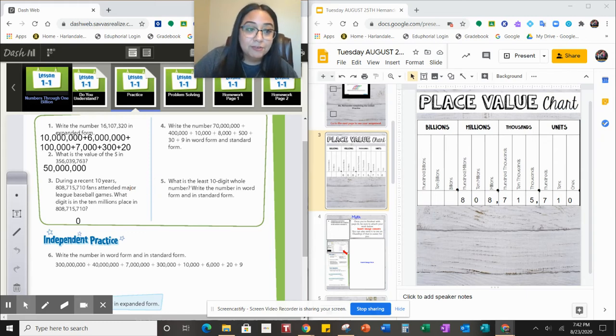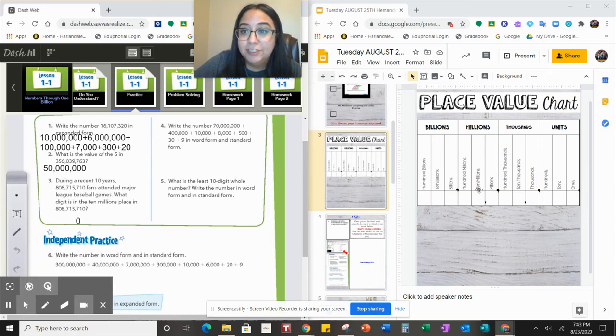So now on to number 4. Write the number, and then it says, again, if I need help saying this number, I just do my place value. Ones, tens, hundreds, thousands, 10,000s, 100,000s, millions, 10 millions. So if I have 7 10 millions, it's 70 million. So 70 million plus 400,000 plus 10,000 plus 8,000 plus 500 plus 30 plus 9 in word form and standard form.